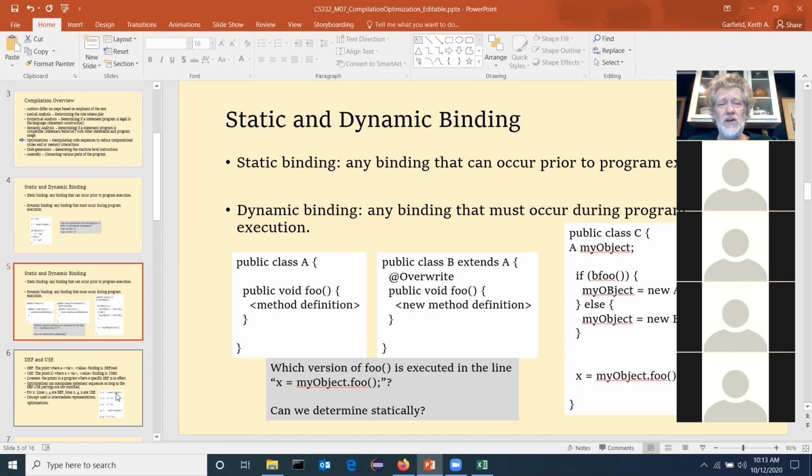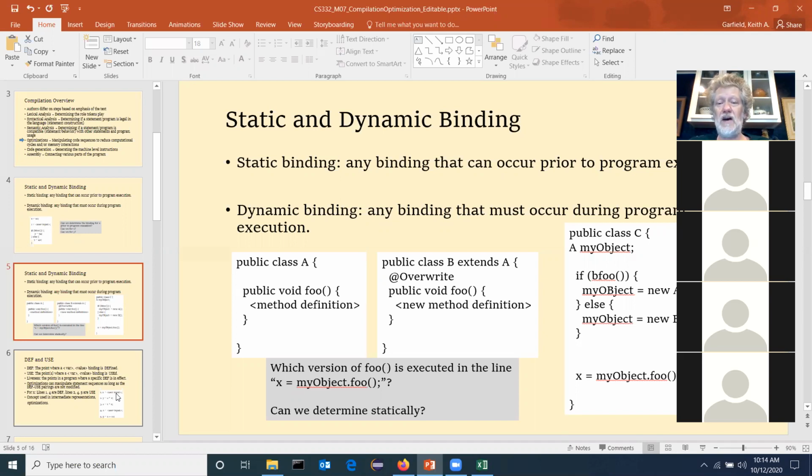What about function assignments? So if I have three classes, I have class A that defines foo, and then I have class B extends class A, and it overwrites foo, and then I have class C that will create an object, and the object creation is in an if then else. So either that object is created as a class A or as a class B. And then later on, we call foo. The question is, which version of foo is going to be executed? Can we answer that question statically?